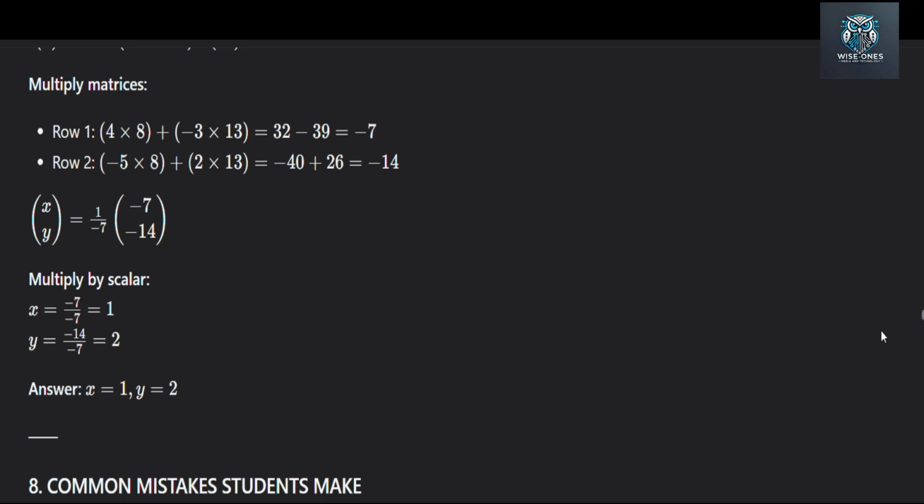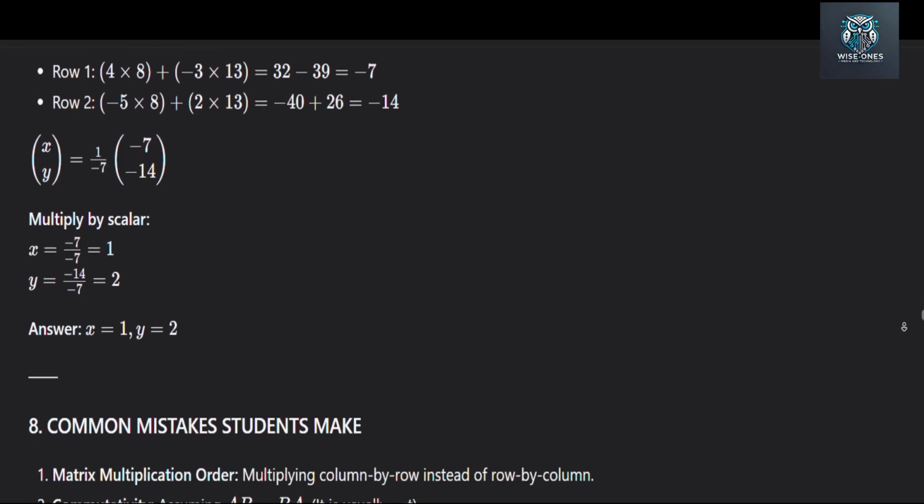It equals negative 7 divided by negative 7. Negative divided by negative is positive. 7 divided by 7 is 1. So x equals 1. y equals negative 14 divided by negative 7. Negative divided by negative is positive. 14 divided by 7 is 2. So y equals 2. Answer, x equals 1, y equals 2. Always check your answer by substituting back into the original equations. 2 times 1 plus 3 times 2 equals 2 plus 6 equals 8.